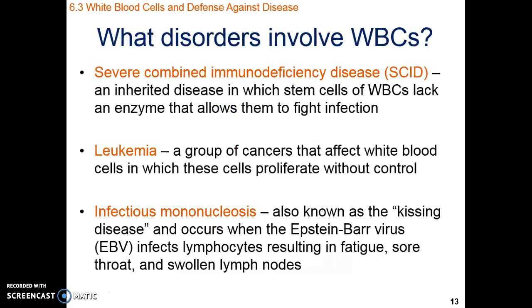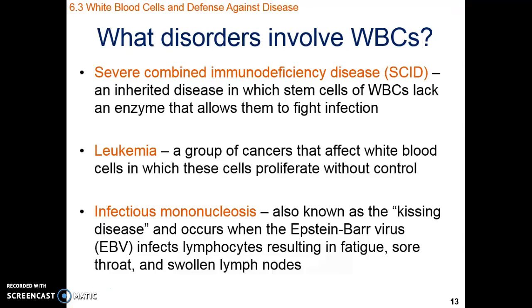All right, disorders involving the white blood cells. One is called SCID, or severe combined immunodeficiency disease. This might make a little more sense after next chapter, but with SCID, a person inherits this disease and they don't have any white blood cells, right? They don't have the B cells and the T cells. They can't fight infection, and they succumb to infections very easily.